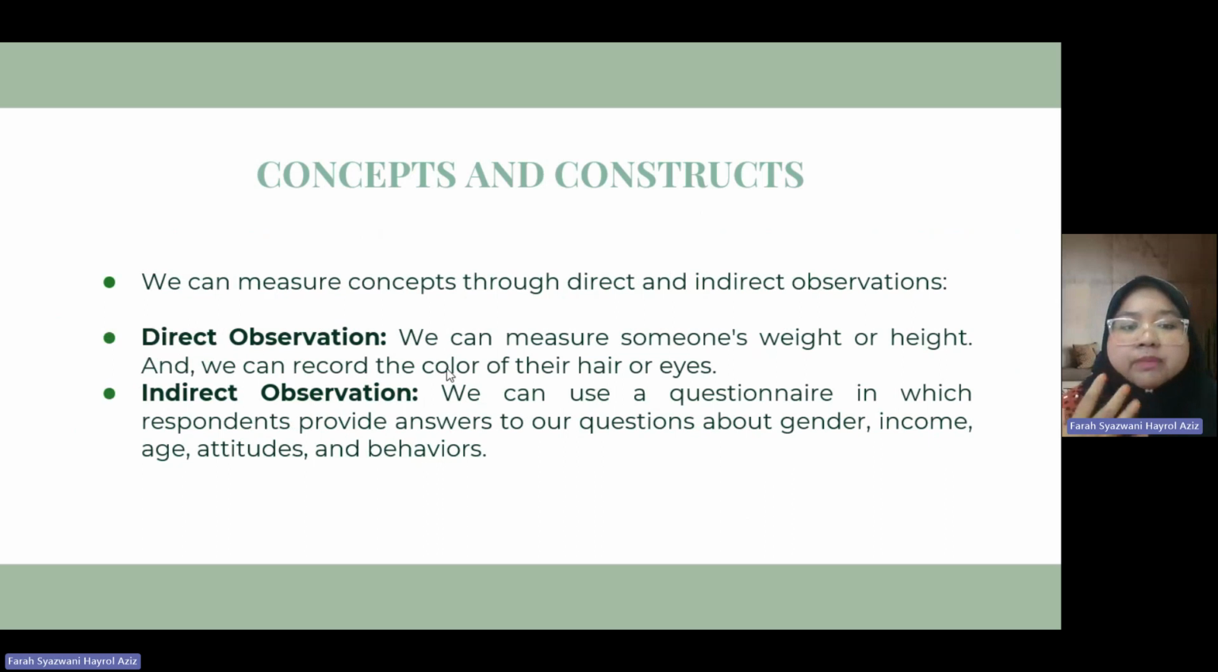So concepts and constructs. We can measure a concept through direct and indirect observation. For direct observation, for example, we can measure someone's weight or height, and we can also record the color of their hair and their eyes. However, for indirect observation, we can use a questionnaire in which respondents provide answers to our questions about gender, income, age, attitudes, and also behaviors.